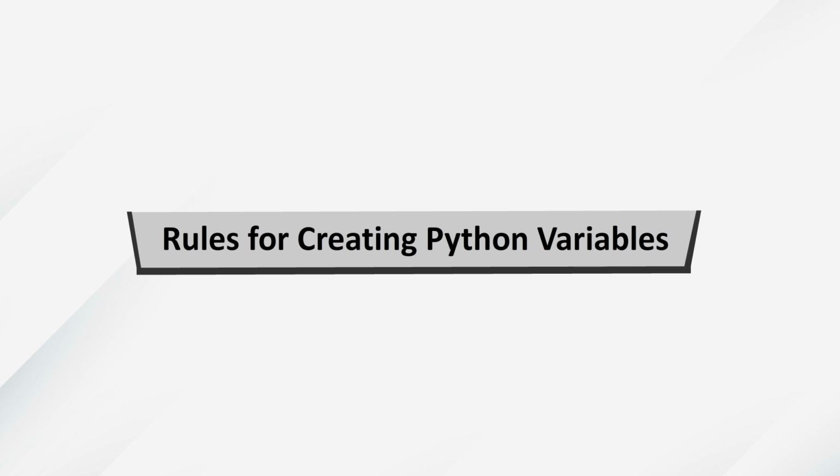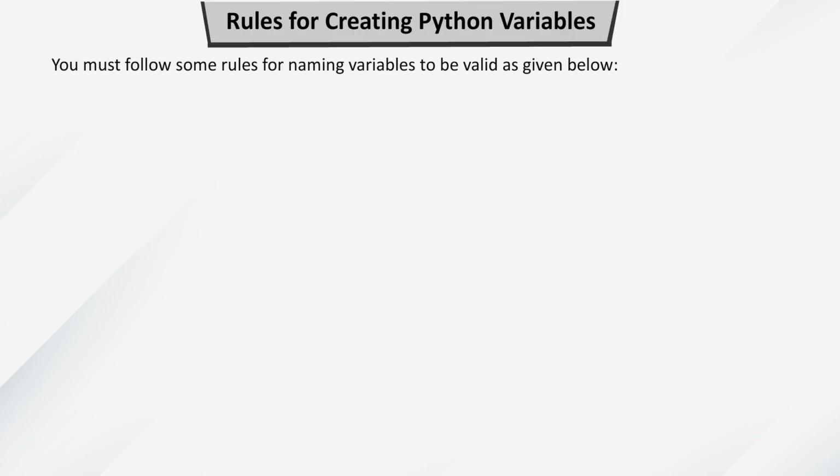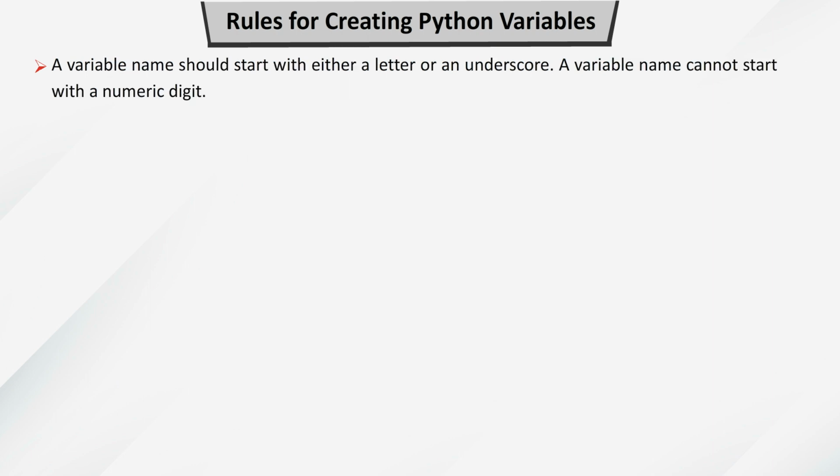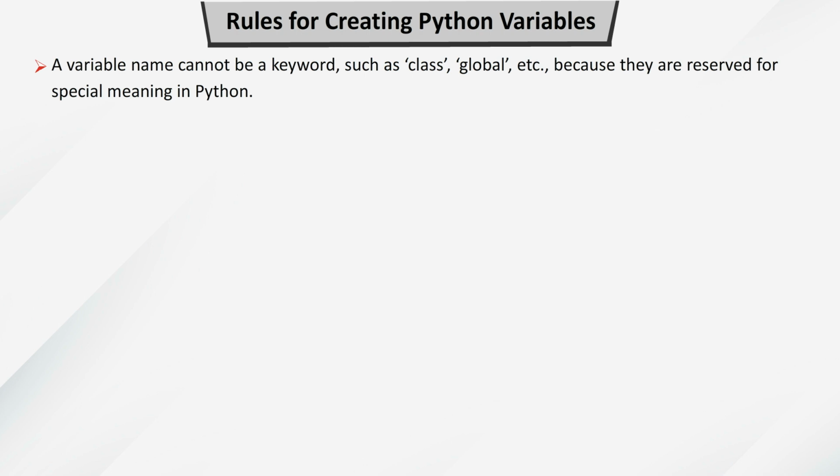Rules for creating Python variables. You must follow some rules for naming variables to be valid, as given below. A variable name can contain an alphabet, numeric digit, and underscore: A to Z, 0 to 9, or underscore. A variable name should start with either a letter or an underscore. A variable name cannot start with a numeric digit. A variable name cannot be a keyword such as class, global, etc., because they are reserved for special meaning in Python.